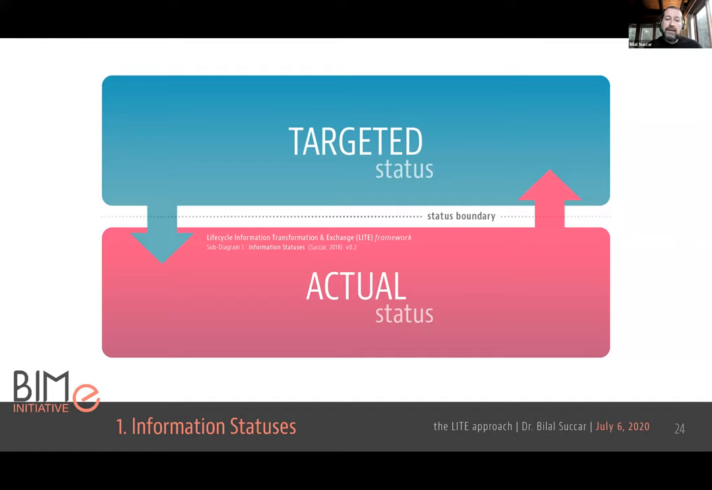Because as I said at the beginning, for the framework to be more useful, it needs in the end to be delivered as a tool. Okay, and the intention behind the LITE framework is to deliver a tool, and that tool is an open access digital platform for all to use. And I'll explain this a little bit more later on. So that's the first one. Let's go to the second one.